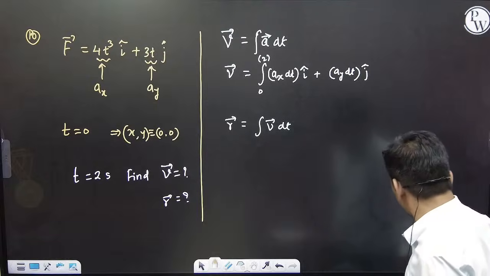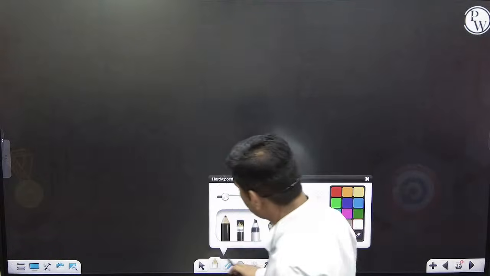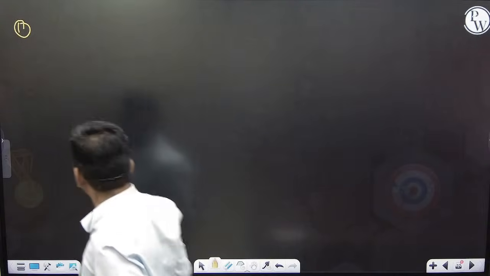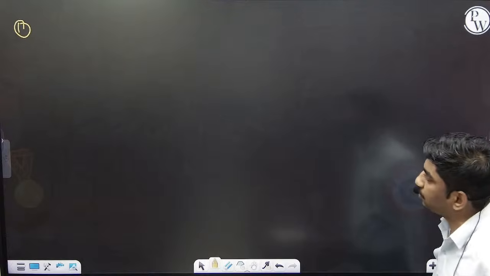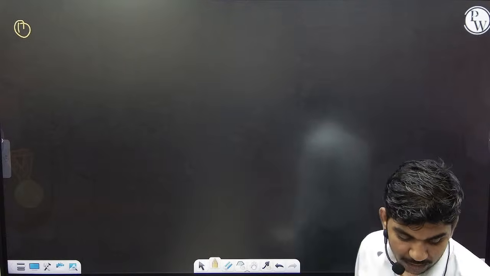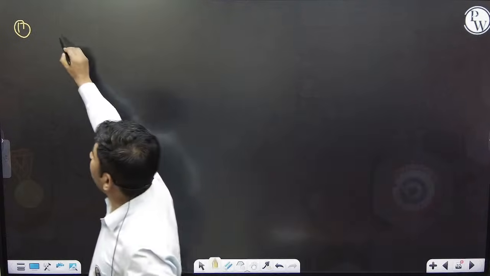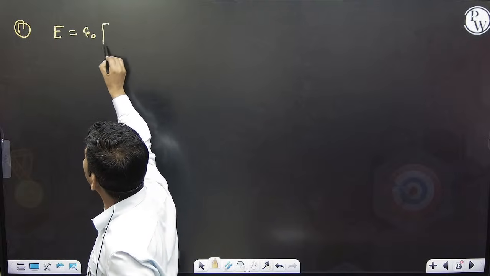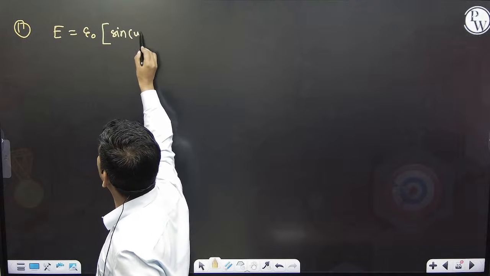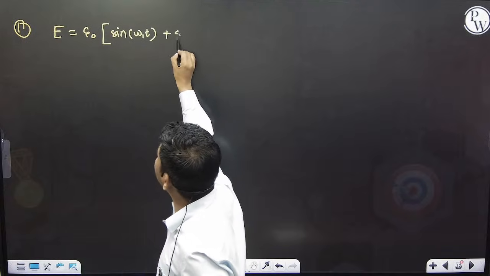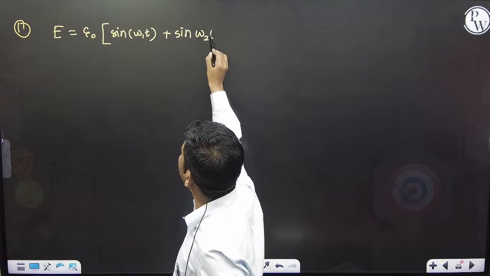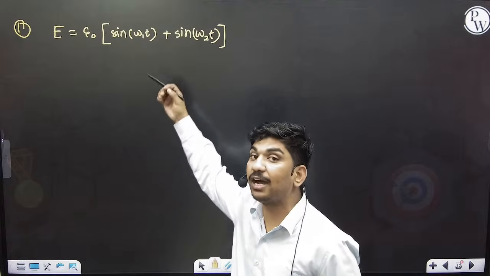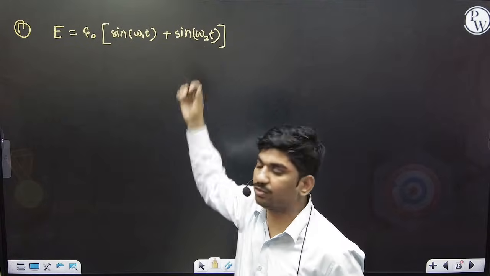Again, one more question we were having from modern physics. So what was this question? One more question we are having from modern physics, and they had given the equation of electric field. Again an equation like this they have given, E naught into sine omega 1t plus sine omega 2t. Once you are having this electric field equation, at a value of x, you can consider that x to be 0.